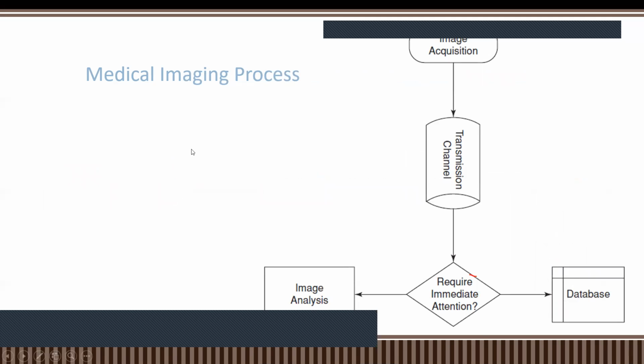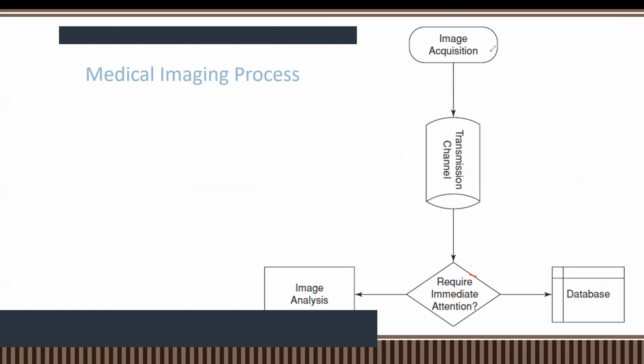Now the medical imaging process. In this process the image is primarily acquired. There is a device which is used for the image acquisition, and that image data is then transferred to the database or to the image analysis or to both, based on the requirement of immediate attention or not. For example, CT scan की बात करते हैं.